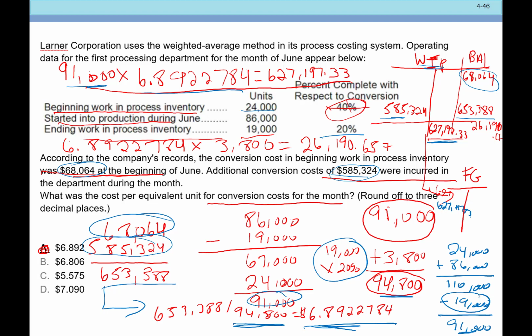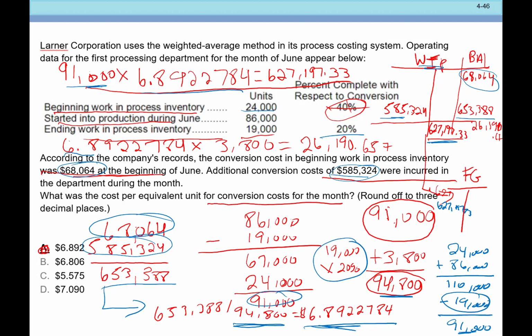Cost of goods manufactured. So I could very easily have asked you in this problem, what's the cost of goods manufactured? Okay, and the answer is what? 197.33. Okay, and that number comes out of my work in process, and I'm left with what? 26,190.67.